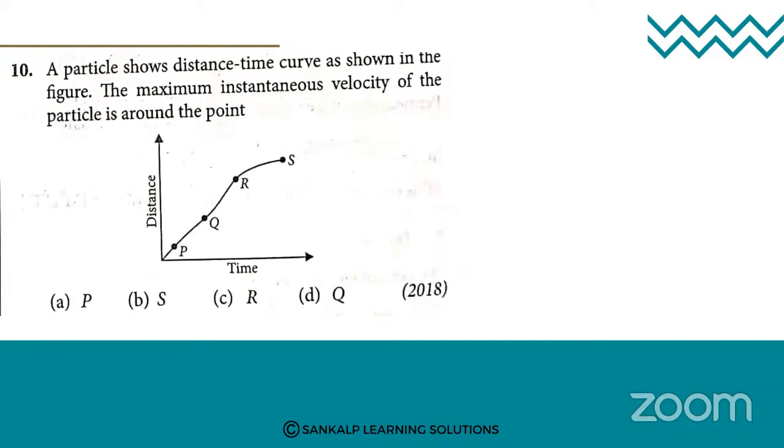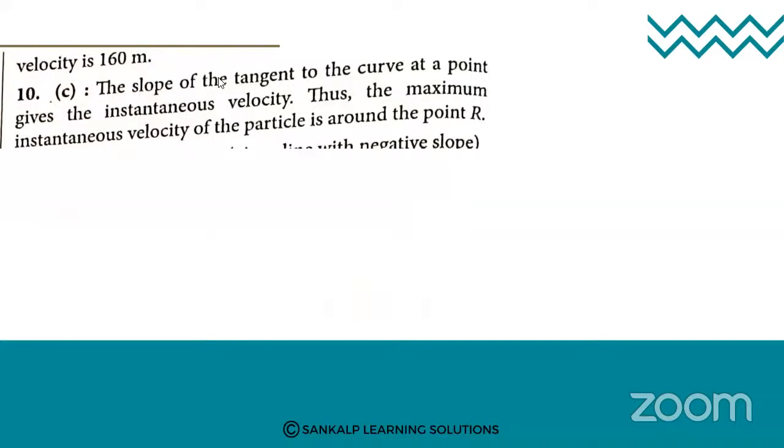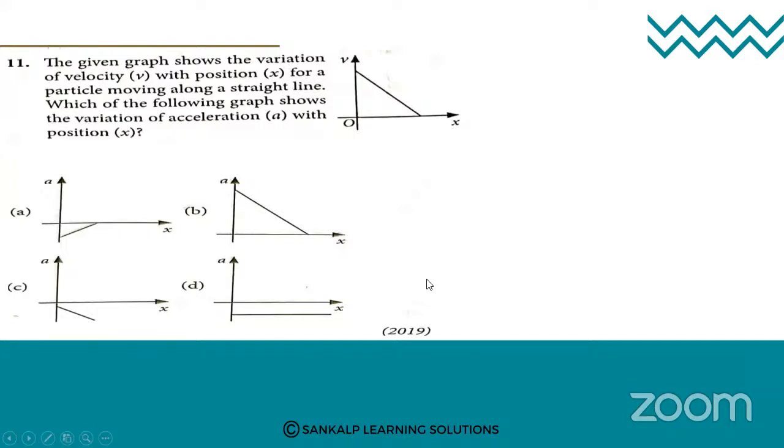So it is option C, that is R. Why? Because you can see the slope of the tangent to the curve at a point gives the instantaneous velocity. So the maximum instantaneous velocity of the particle is around the point R.